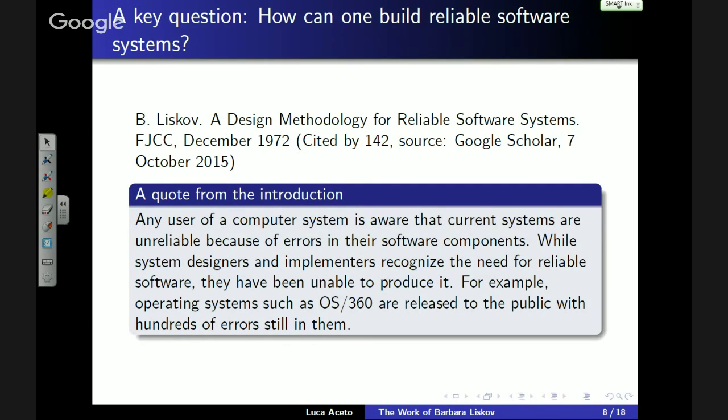Any user of a computer system is aware that current systems are unreliable because of errors in their software components. We all realize that there is a need for reliable software. Unfortunately, so far, we've been unable to produce it. And whole operating systems are released to the public with hundreds of errors still in them. And then you tell Microsoft about the problem, or you send a software crash report to Linux or whatever else.